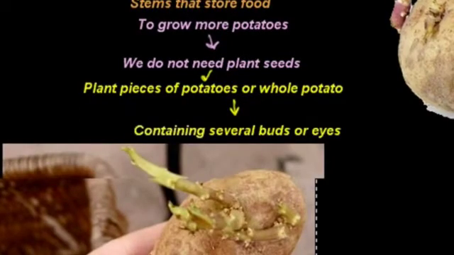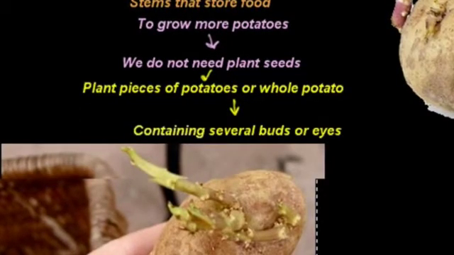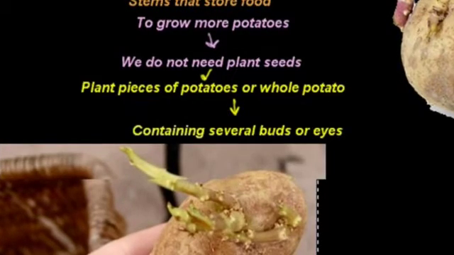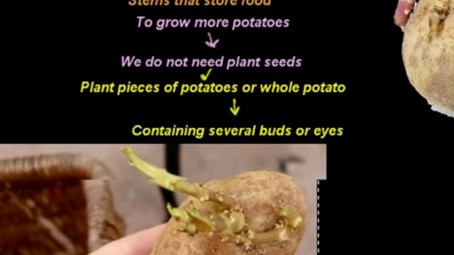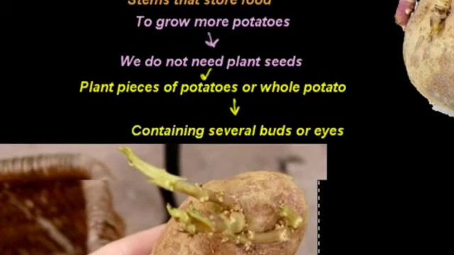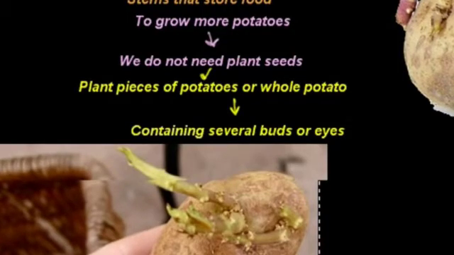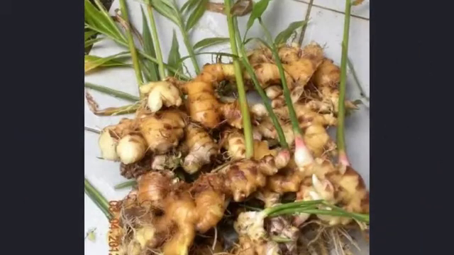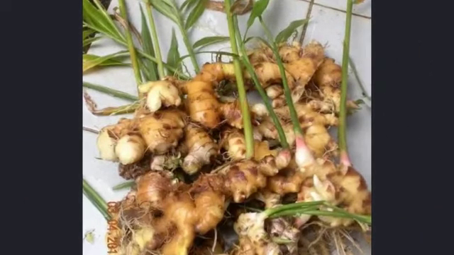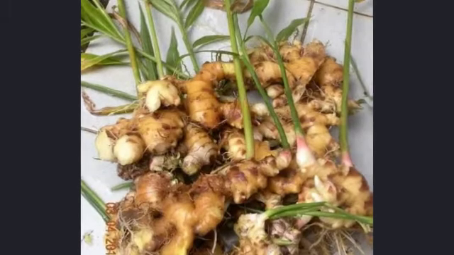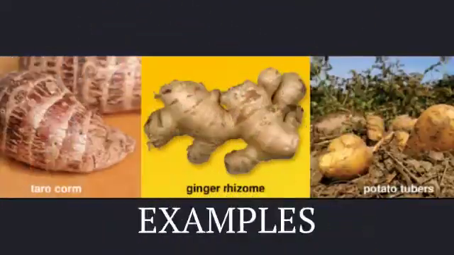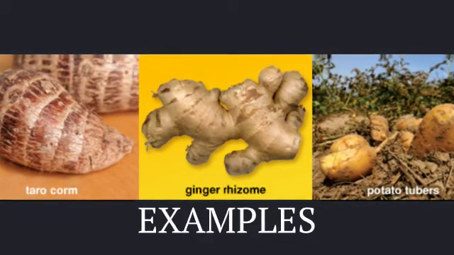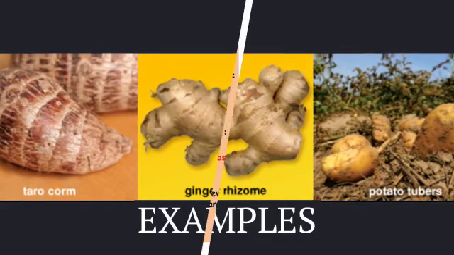So, in order to grow a potato plant, you need to cut out the pieces of potato or take the entire potato containing several buds, then provide it suitable conditions for growth. After some time, you will observe a small plant coming out of the soil. Here you can see an entire ginger plant growing out from the underground stem, that is ginger. Banana and ginger are some other examples of plants that grow through underground stem.